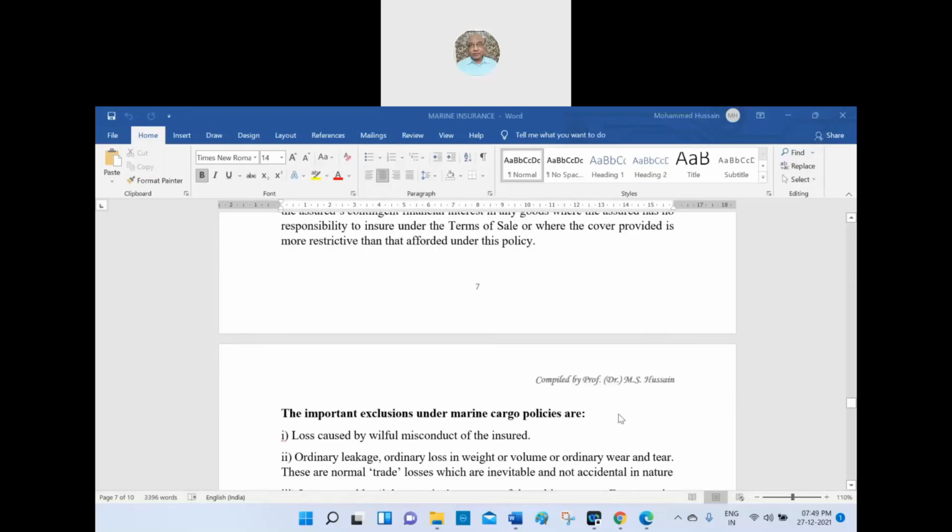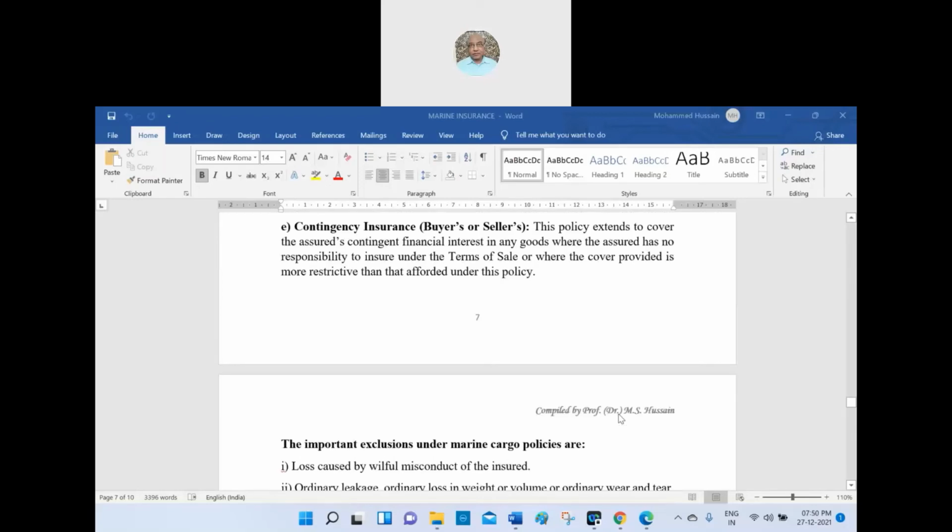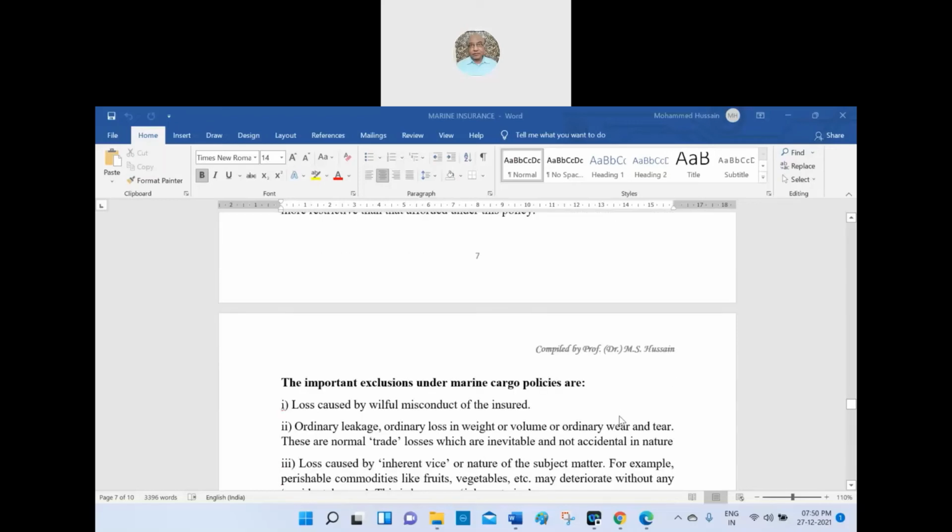So there are different types of insurance policies available. Depending upon which type is suitable to the shipment, such a policy can be obtained. Like in the summer, only cotton clothes are very suitable. In winter?